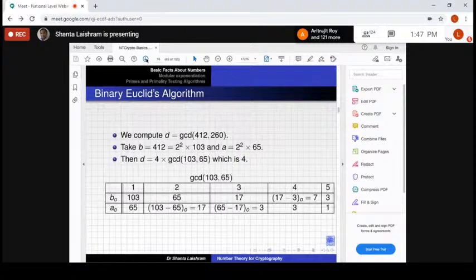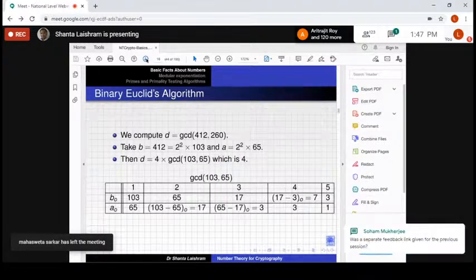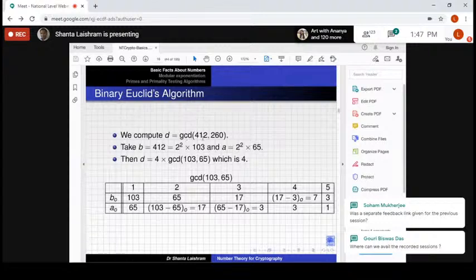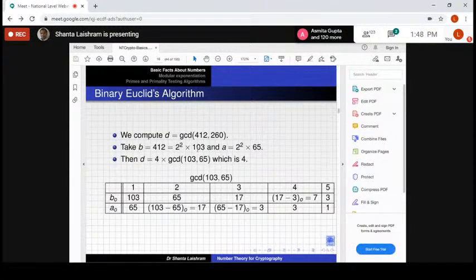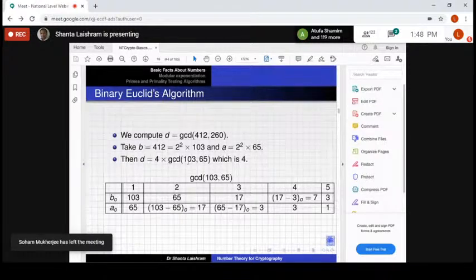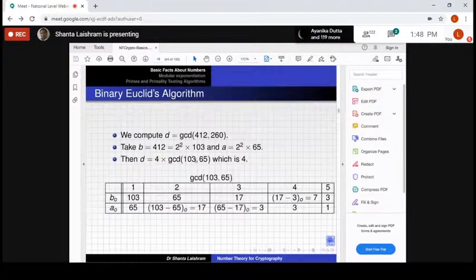So let's look at the earlier example in this form. We have to find the GCD of 412 and 260. So 412 is 2 squared times 103. So 103 is the odd part of 412. And 65 is the odd part of A. So GCD is 4 times the GCD of 103 and 65. And we want to show that the GCD of 103 and 65 is 1. So finally the GCD is 4.